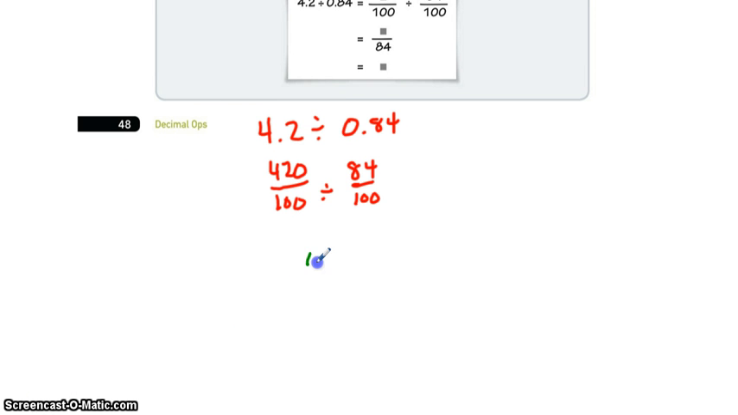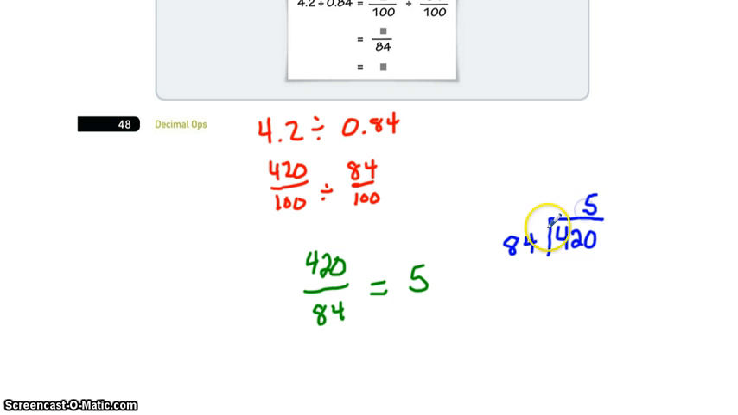We will rewrite it as 420 over 84, and now we simply reduce the fraction, and that equals 5. Once we get it down to this part, this 420 over 84, we can also rewrite it as a long division problem as 420 and put the divisor on the outside of our long division and do it this way and see that 84 times 5 equals 420 and get the answer that way.